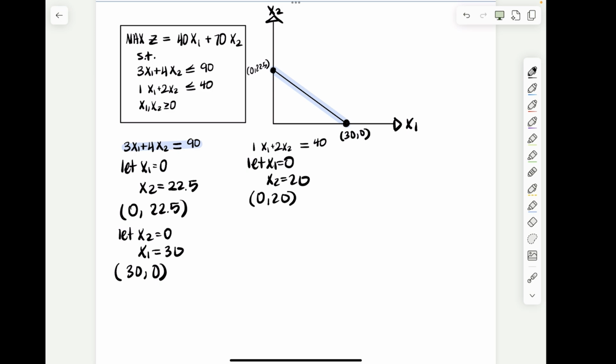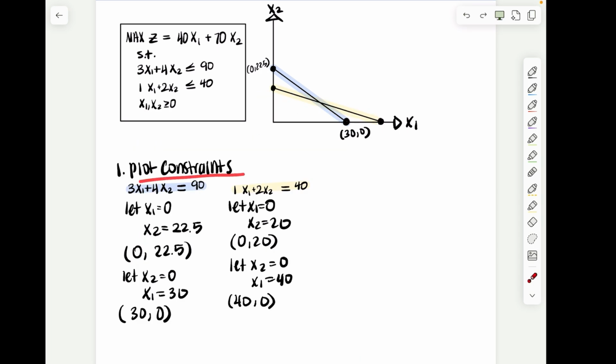Then to get our second point, we let x2 be equal to 0. If x2 is 0, this cancels out. We're left with 1x1 is equal to 40. So x1 is equal to 40. So x1 is 40, x2 is 0. Now we can plot these 2 points. So 0, 20 is right about here, and 40, 0 would be right about here. So we managed to plot this line. So what we're trying to do is plot the constraints, but there are 2 parts in plotting the constraint.